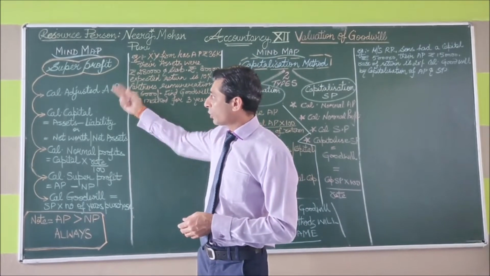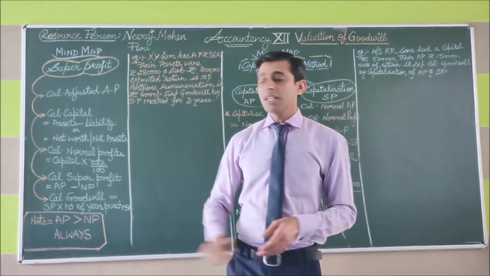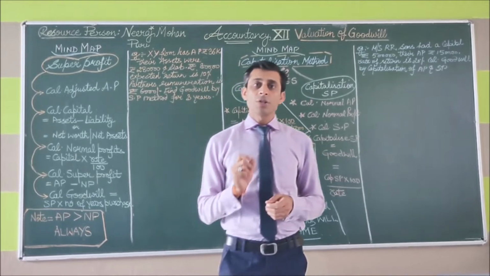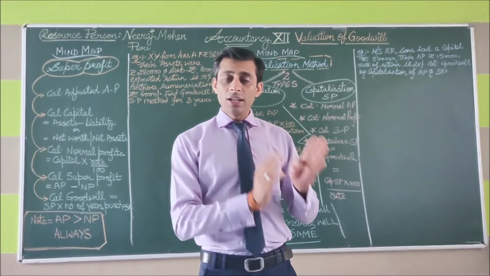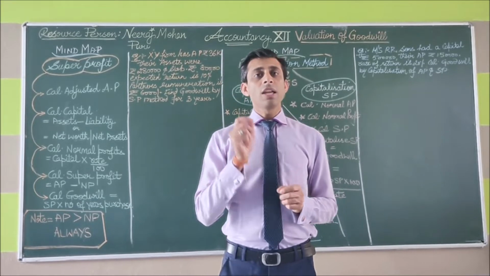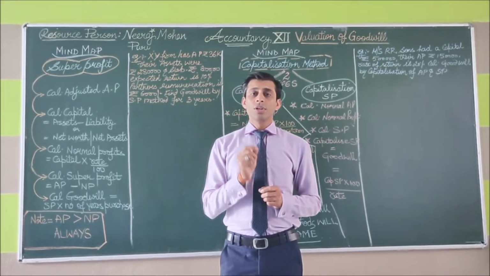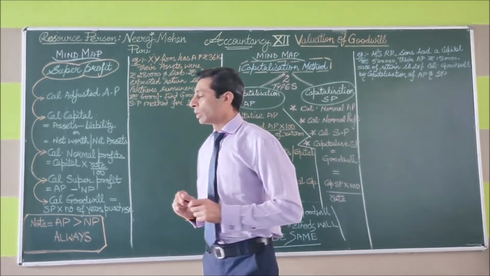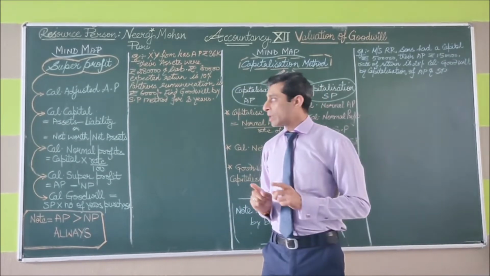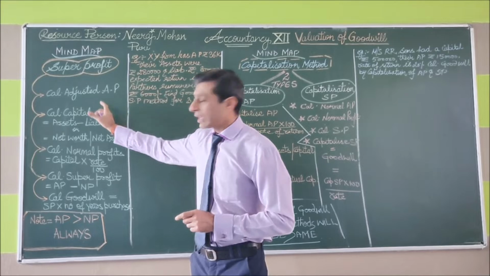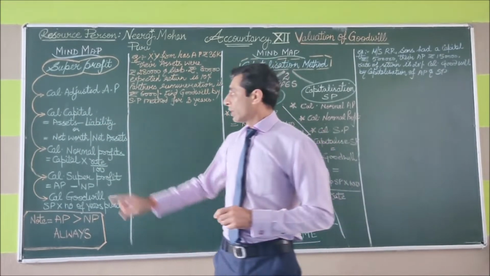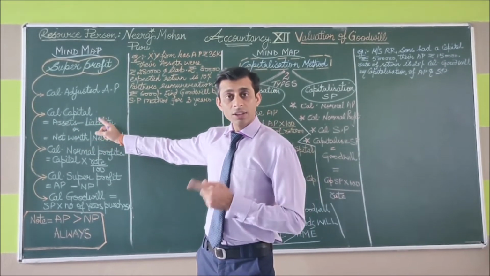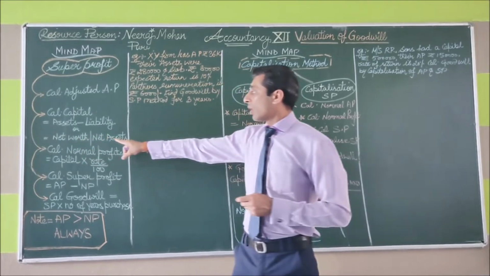The mind map says the first step for calculation of super profit is calculation of adjusted profits. Adjusted average profits means after adding or subtracting all the extraordinary items which were already discussed in average profit method. Step number 2, we have to calculate the value of capital. It may be that directly capital is given in the question, or the capital formula is always assets minus liabilities. Other terms for capital may be net worth or net assets.